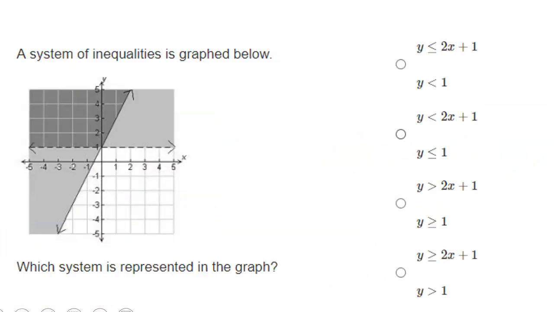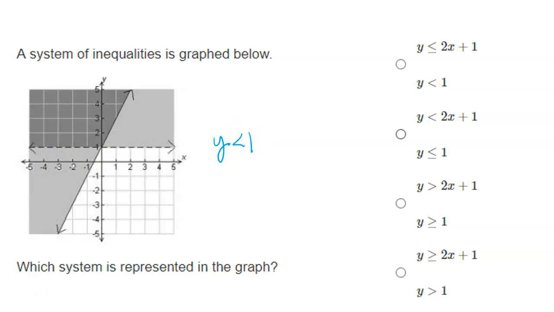All right, here's our next example. A system of inequalities is graphed below. Which system is represented in the graph? Again, we have three choices here. I'm sorry, not three choices. We have two different lines here that we're looking at. So I'm seeing one solid line, one dashed line. I notice that the dashed line is horizontal, which means it's y and a number. So the number it's going through is 1, and it's dashed, so it has to be y is less than 1.